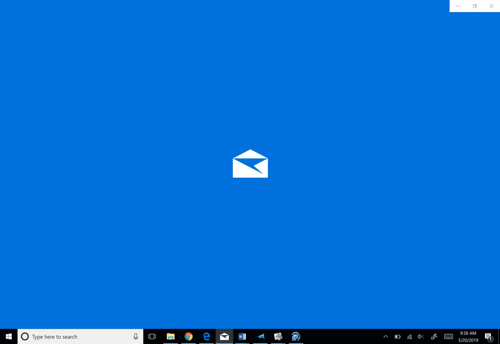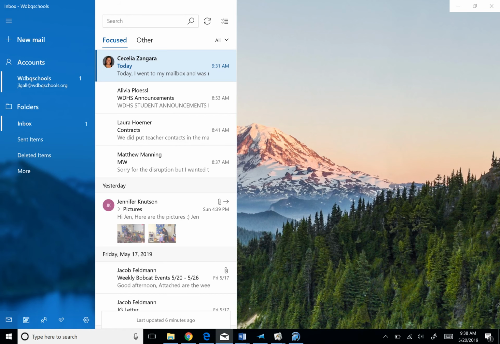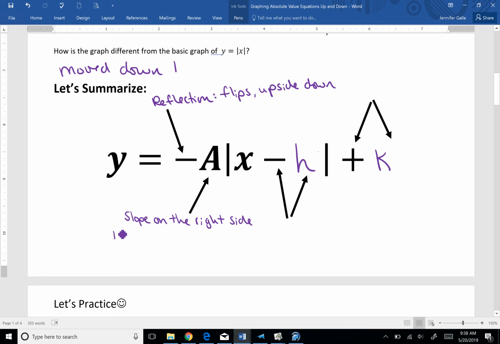If A is bigger than 1, we're going to stretch. And for some of you, you like to write that means it's skinnier, or some of you like to say narrow. Either way works.